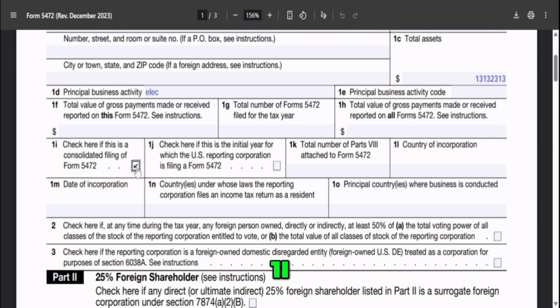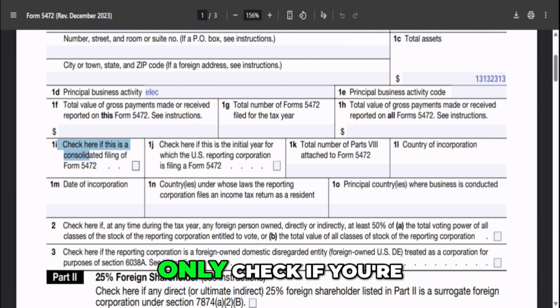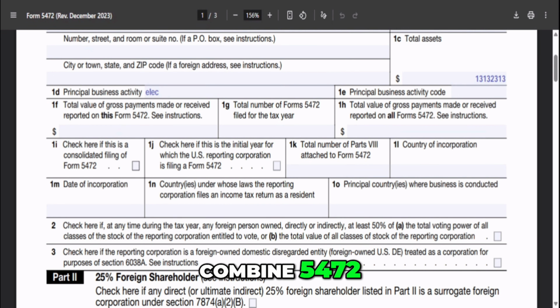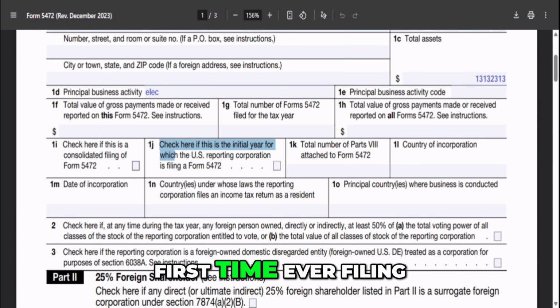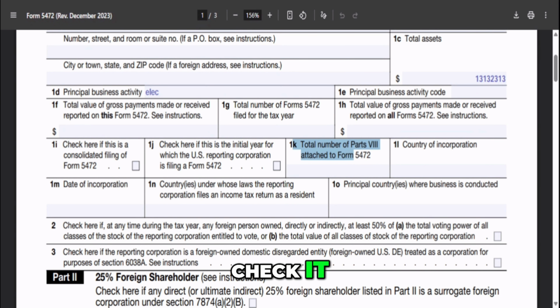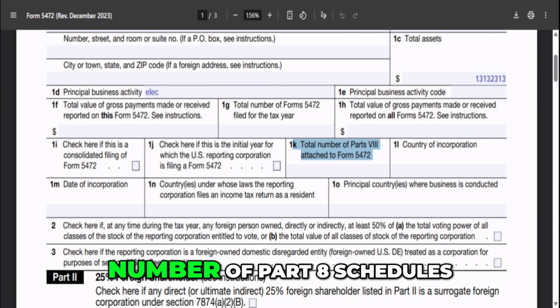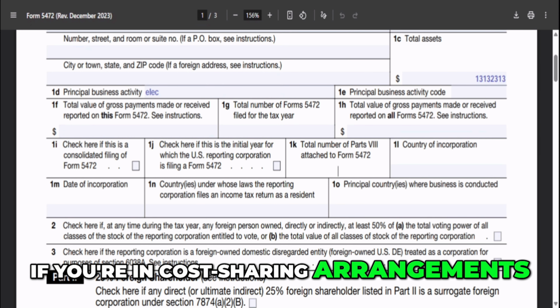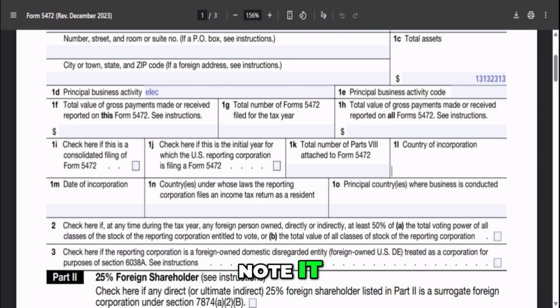1I. Consolidated filing box. Only check if you're part of a group return and filing one combined 5472. 1J. Initial year. If this is your first time ever filing this form for this company, check it. 1K. Number of Part 8 schedules. If you're in cost-sharing arrangements, count how many and note it.